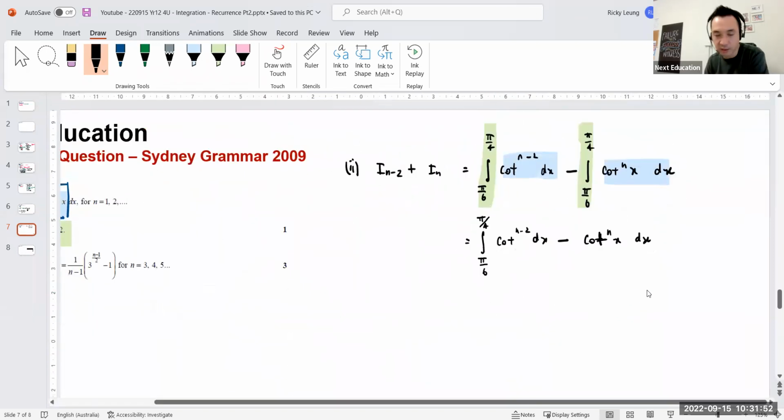All right. So from here, the technique is actually quite straightforward. I'm going to factorize this to make it simpler. But in fact, what I'm going to do is force factorize, right, the cot.